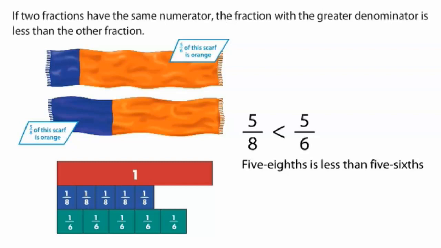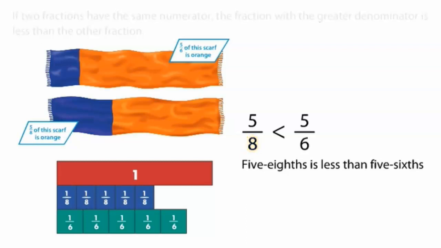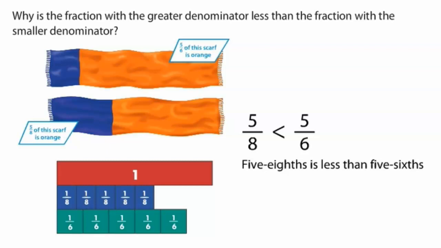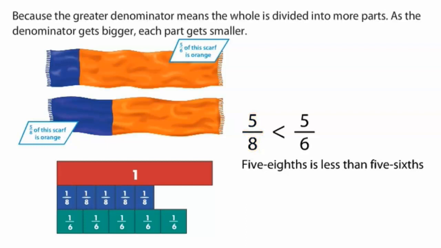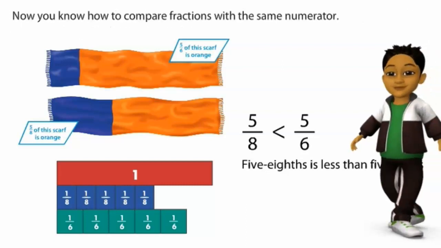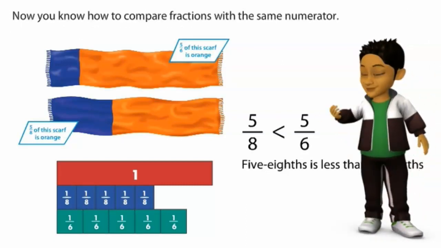If the two fractions have the same numerator, the fraction with the greater denominator is less than the other fraction. Why is the fraction with the greater denominator less than the fraction with the smaller denominator? Because the greater denominator means the whole is divided into more parts. As the denominator gets bigger, each part gets smaller. Now you know how to compare fractions with the same numerator.